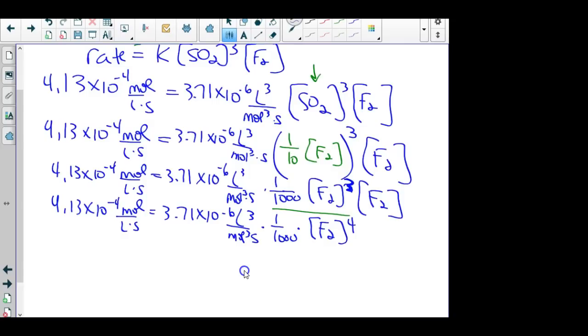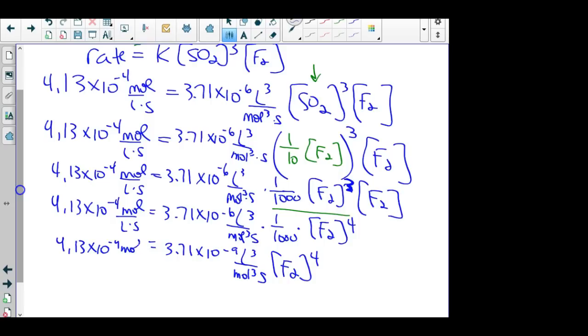Now, I still need to get F2 by itself, so I'm going to divide these both over. As a matter of fact, I'm just going to multiply on the right and then bring it over. So let's do 3.71 to the negative 6th divided by, because it's on the bottom, 1,000. And you're going to get 3.71 times 10 to the negative 9th liters cubed per moles cubed seconds times F2 to the 4th, still equal to the 4.13 times 10 to the negative 4th moles over liter seconds.